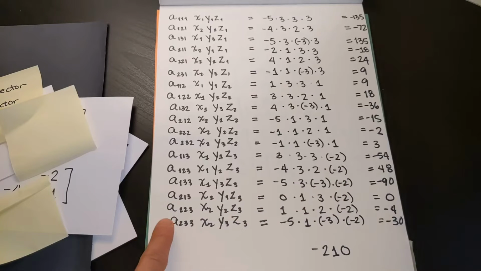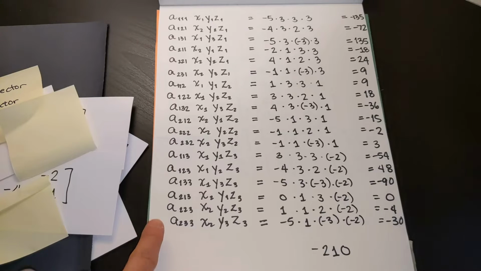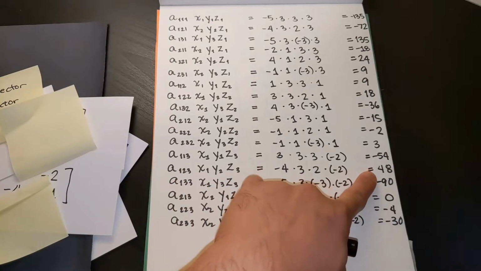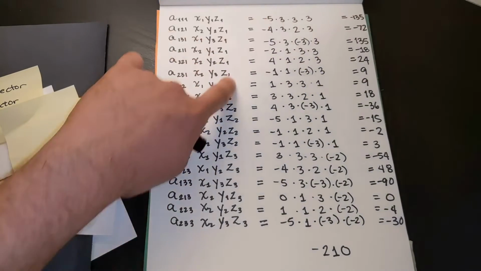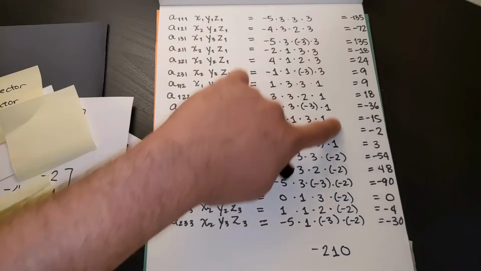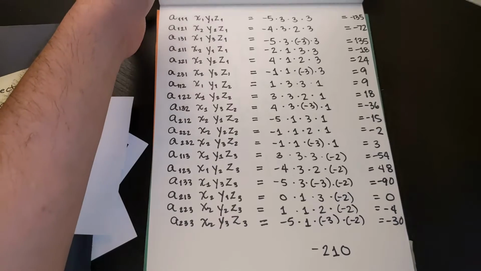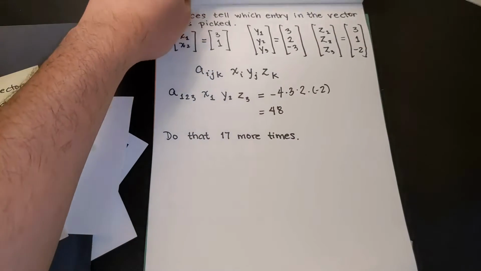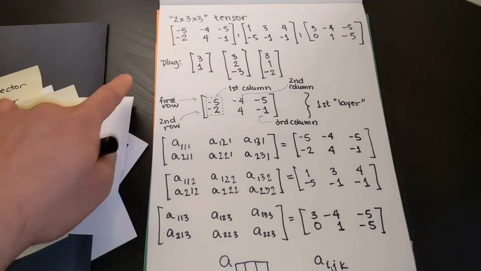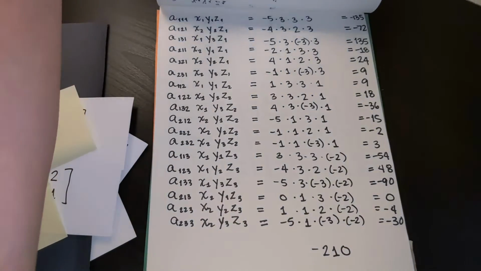So here's what we did, the 1, 2, 3. Where's the 1, 2, 3? Here. Okay. So we do all these multiplications and then add them all up. The result is -210. So if we plug these vectors into this 2 by 3 by 3 tensor, the output is -210.